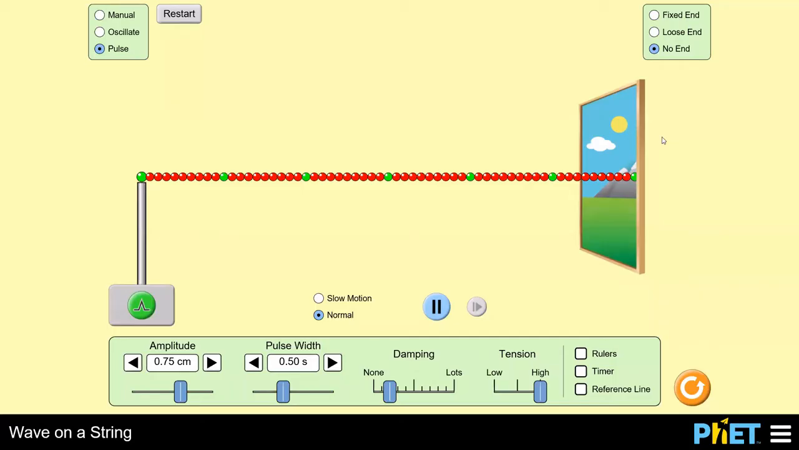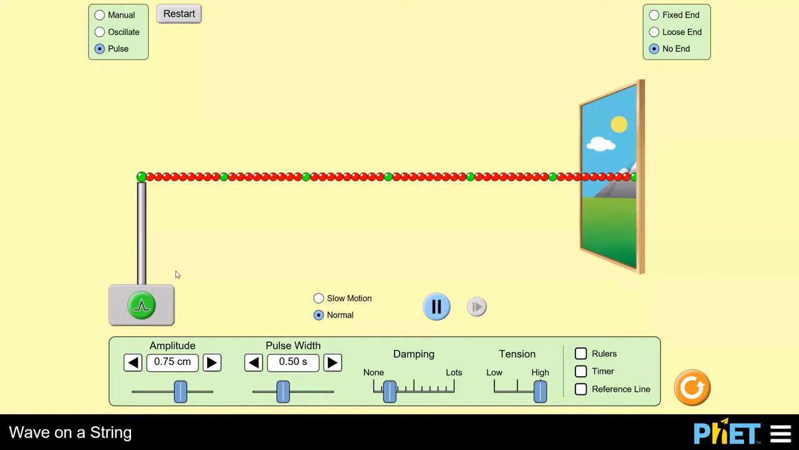Welcome back, 3C students. Let's use this fun little simulation from the PhET website to demonstrate and discuss a number of basic ideas about traveling waves on strings. PhET stands for Physics Education Technology.